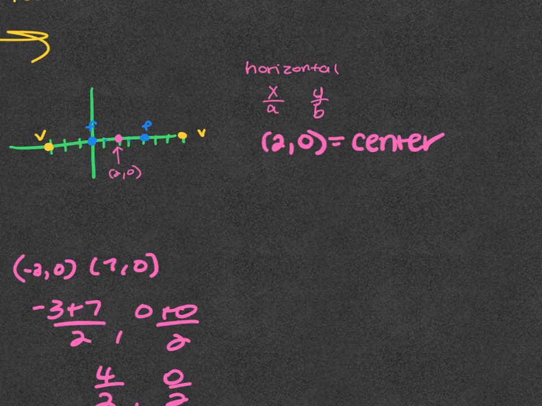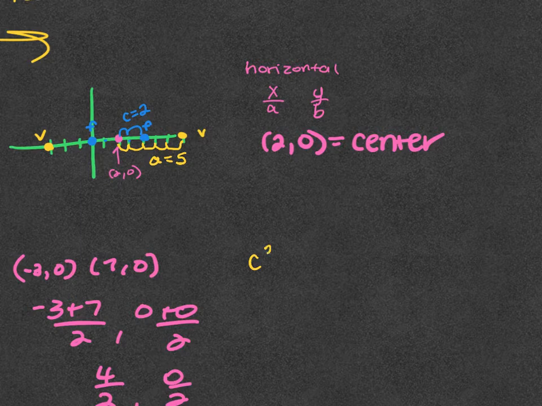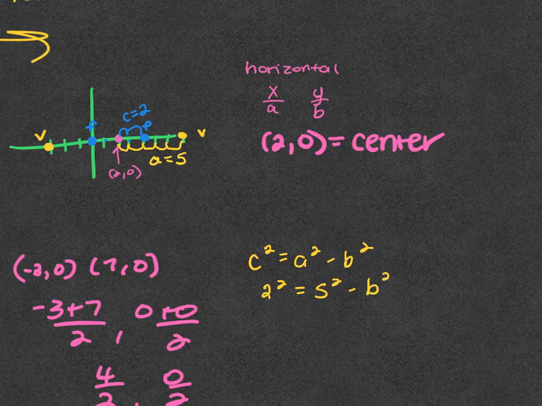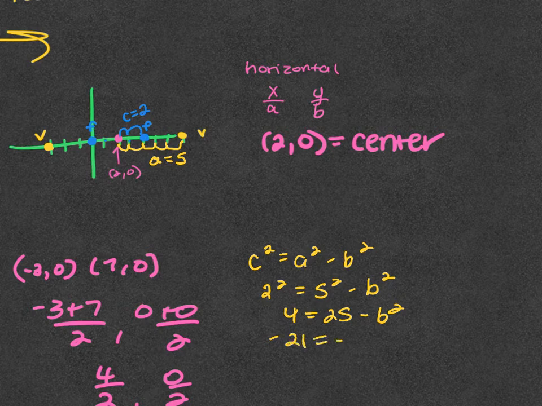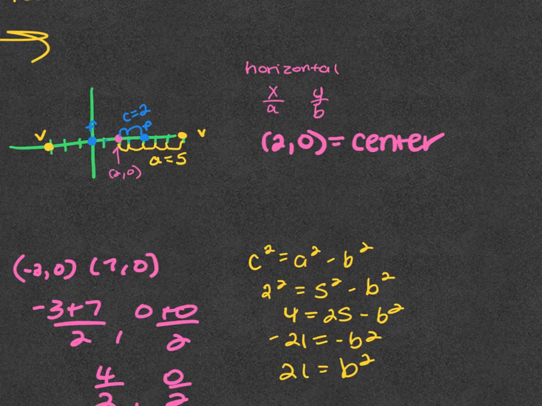So from center to foci is 2, that's your C. From center to vertex, 1, 2, 3, 4, 5, that's your A. Now all I have to find is B. C squared equals A squared minus B squared for an ellipse. 2 squared would equal 5 squared minus B squared, so 4 equals 25 minus B squared. Negative 21 would equal negative B squared, so B squared would equal 21.